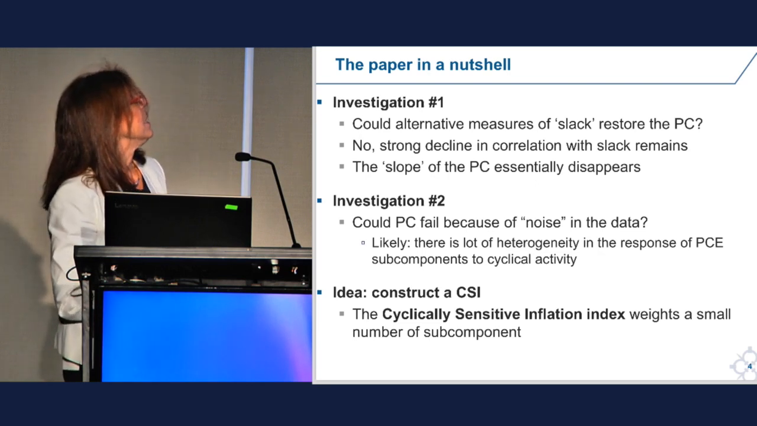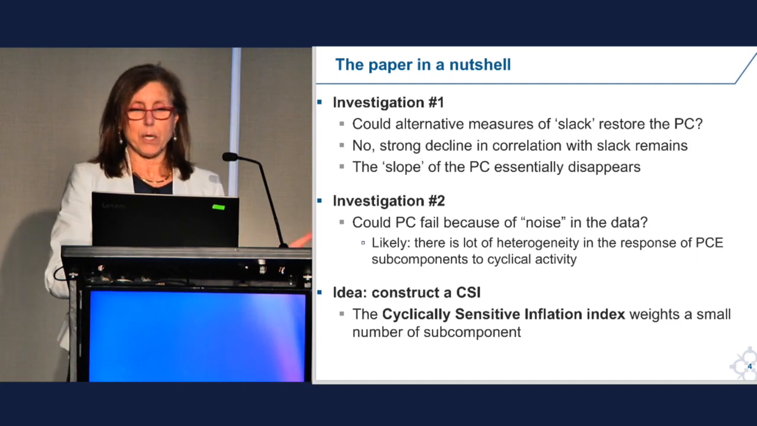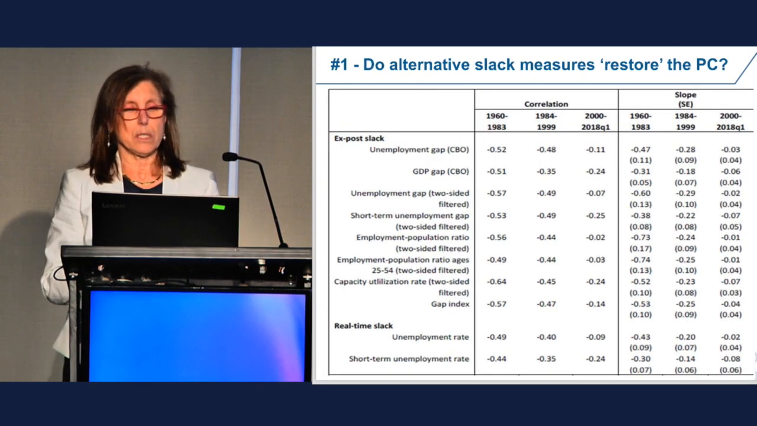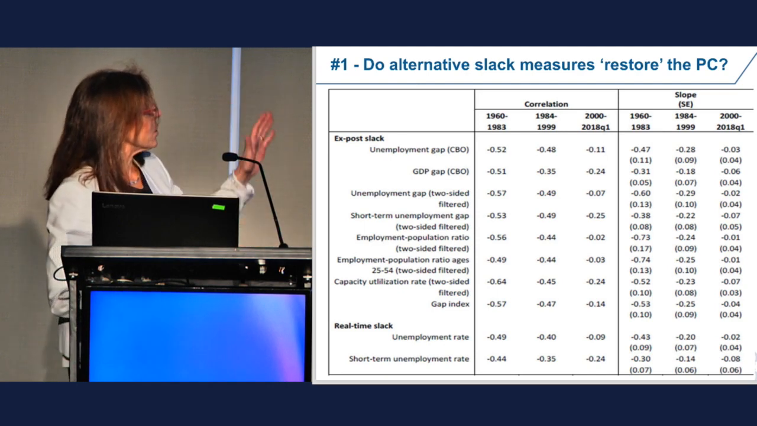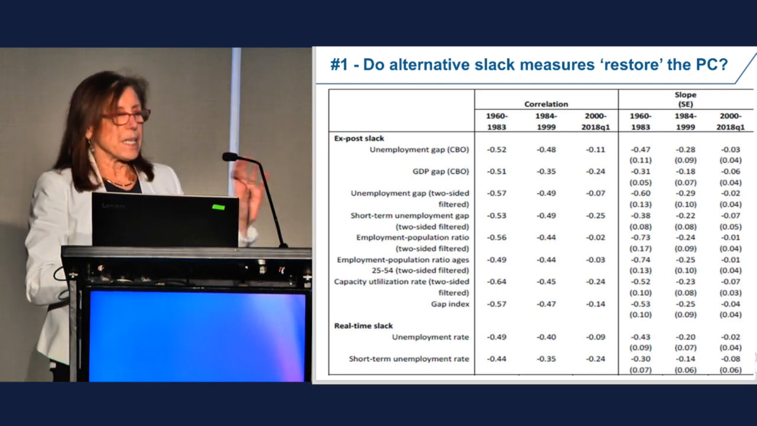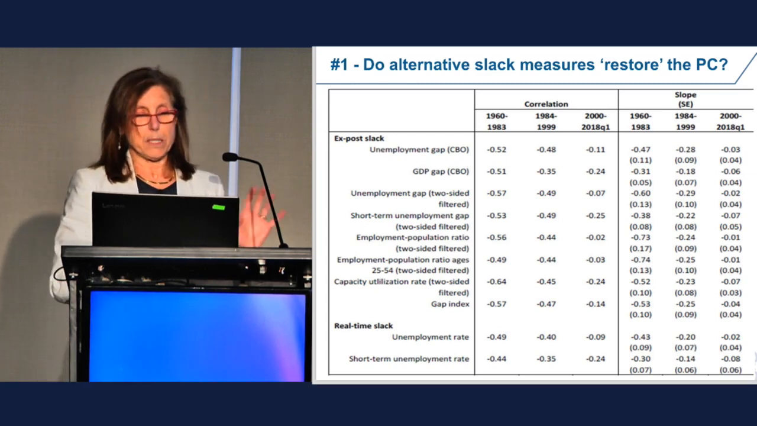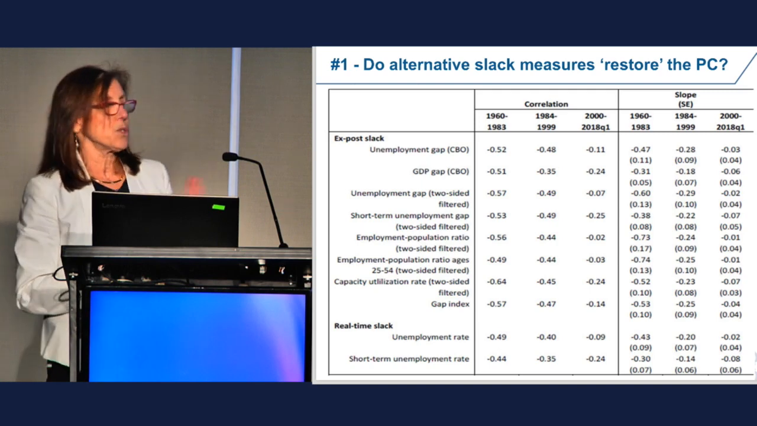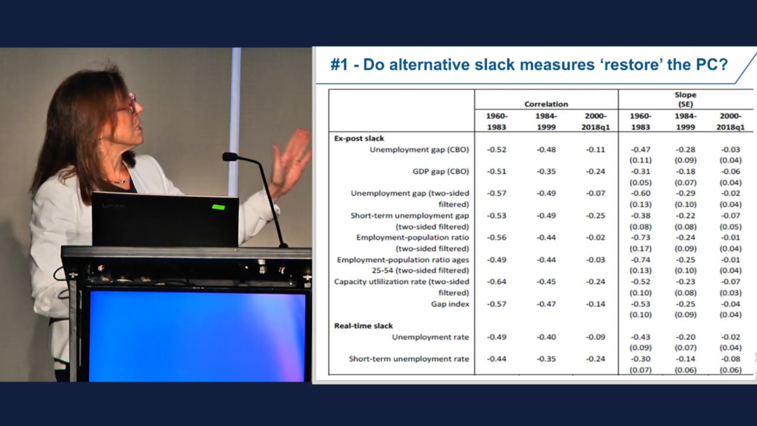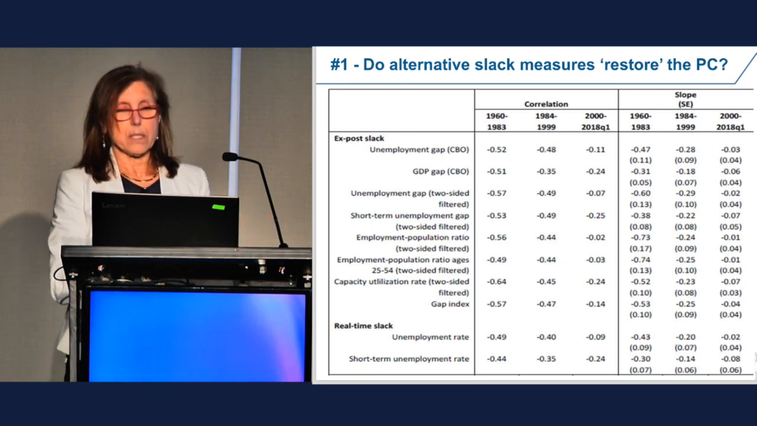This is the summary. The first investigation, you have seen the table. I don't want to bother you with more tables, but this is what they do. In the first column there are all the various slack measures. Notice they are all variations of unemployment, or employment, or the employment-population ratio. Moving left to right, you see that across periods the correlation is reduced. The slope of the Phillips curve becomes almost insignificant.